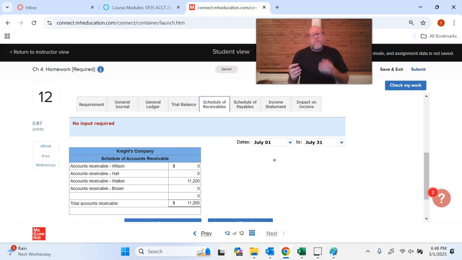But a schedule of receivables is just going to be a recitation of all of the specific accounts who owe us money. Okay, and so in this particular example, we have Wilson, Hall, Walker, and Brown for a total of $11,200. The only thing that shows up in the balance sheet of the asset section would be the total, right? We're not going to list out the receivables of all of our accounts, but we'll list out the total. And then deep in the accounting system will be the backup or schedules of receivables and schedules of payables.